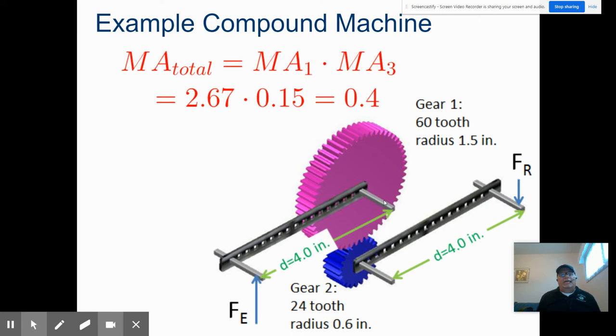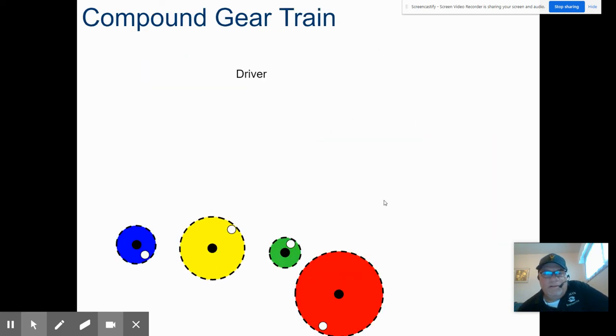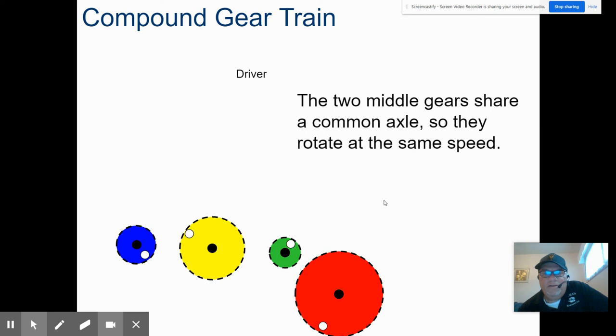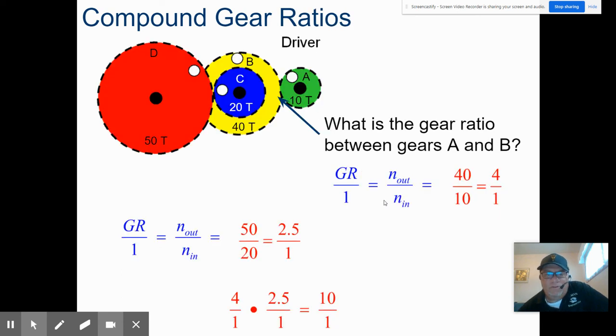Now to get the compound total, you have 2.67 times 0.15, which gives you a total mechanical advantage of 0.4, and your gear ratio total is 0.4. Here the two middle gears share a common axle, so they rotate at the same speed. This allows the final gear to rotate slower and produce more torque if it were connected. Here we have C and B on the same axle.